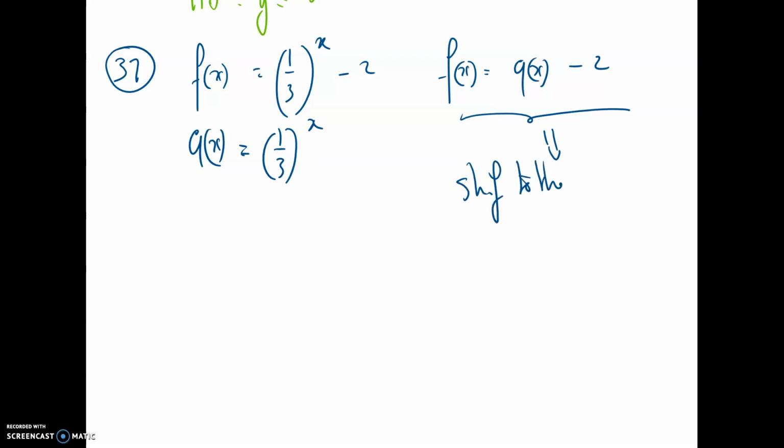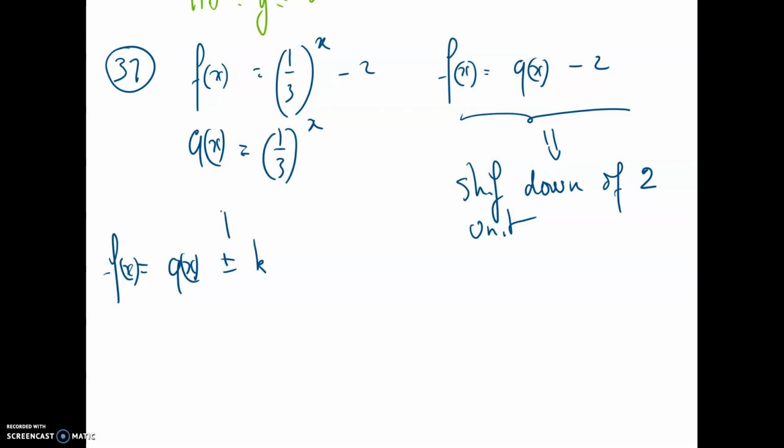a shift down of 2 units. Remember, when you're having f of x equal g of x plus or minus k, when it's plus, it's moving up. When it's negative, when it's minus, you're moving down. And that is a shift up, down.